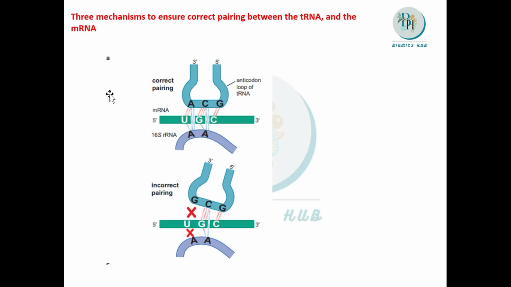Okay, so now there are three mechanisms to ensure that there is correct pairing between the tRNA and the mRNA. If there is no complementarity, how can they bind?